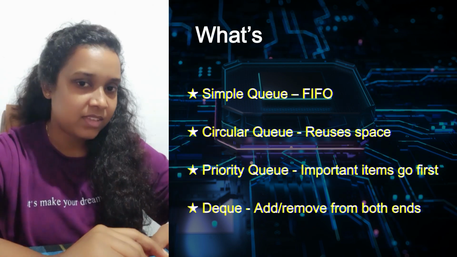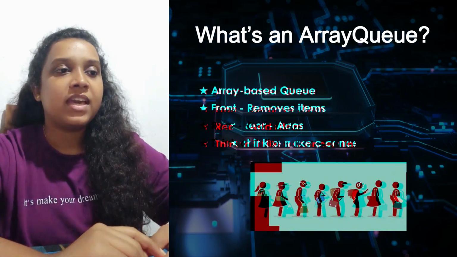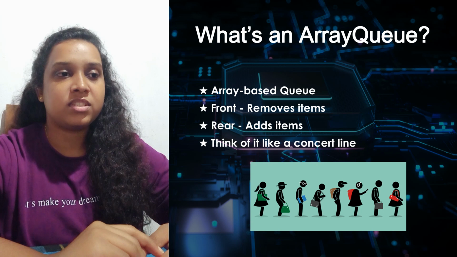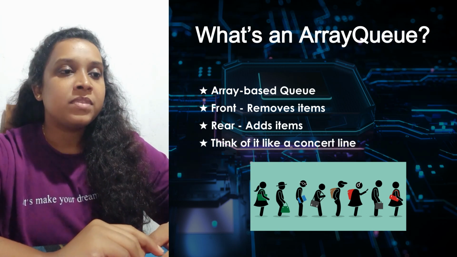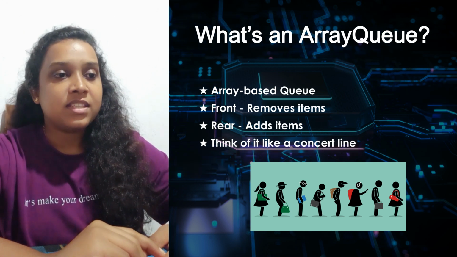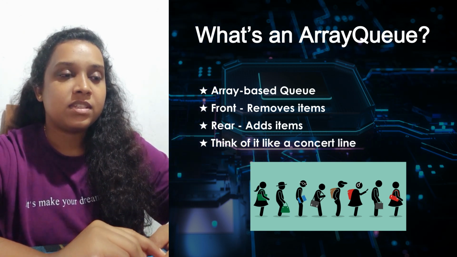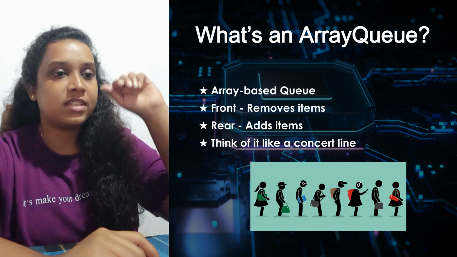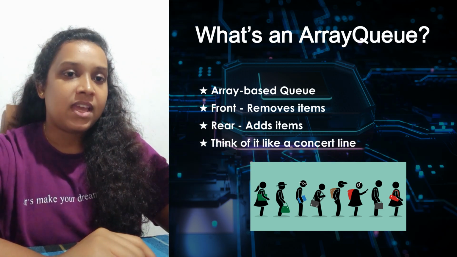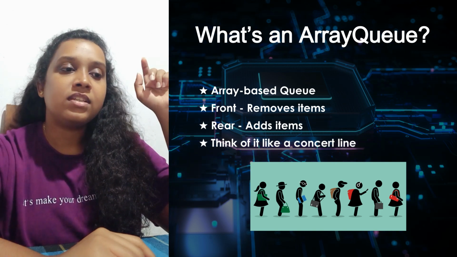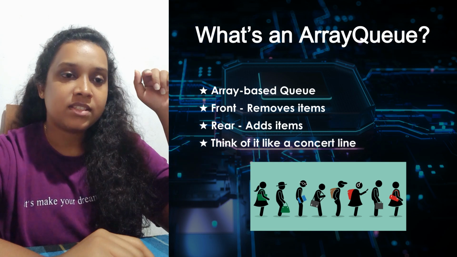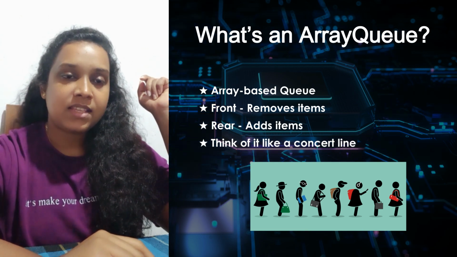But for today, we are going to keep it simple with ArrayQueue, which is a queue based on an array. So what's an ArrayQueue? An ArrayQueue stores elements in an array and you have two important positions, front and rear. Front is where we dequeue or remove items. Rear is where we enqueue or add items. It's like having a line at a concert entrance. The first person gets in, goes to the front, and the last person to join the line is at the rear. The cool thing is, this data structure is fast and efficient, but it has some flaws as well.